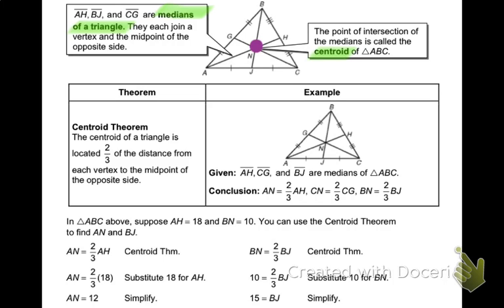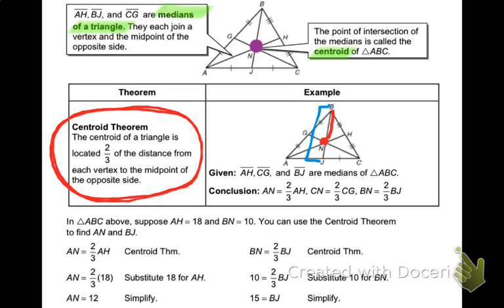Now, here is what you're going to have to know today: this centroid theorem. There are a lot of different ways to look at this. If you look at this one, you're like, 2/3? I don't do 2/3. Well, I'll show you another way to do these problems. The centroid of a triangle is located 2/3 of the distance from each vertex to the endpoint. So what that means is this centroid right here is 2/3 the way of the whole segment.